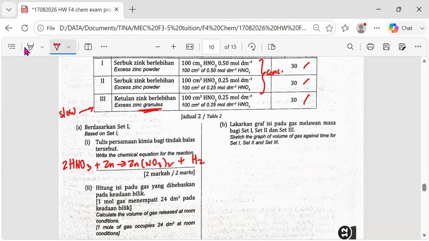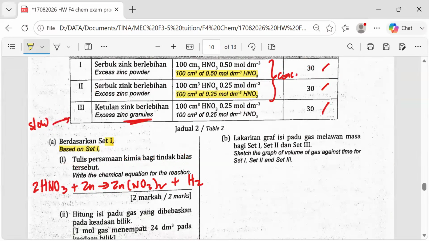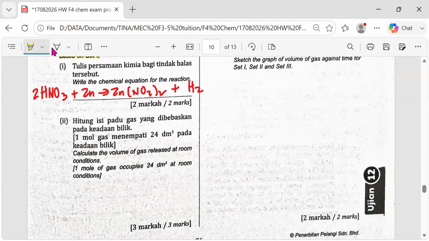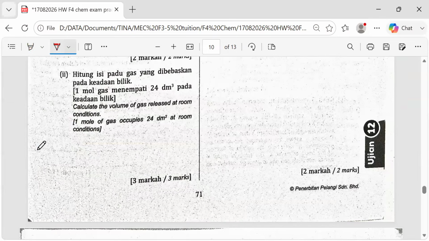Okay, now notice, they are talking about set 1. Why set 1? Because if you see carefully, set 1 and set 2, will the volume of hydrogen gas released be the same or different? Different. Can see or not? Because set 1 has a higher concentration. Get it?